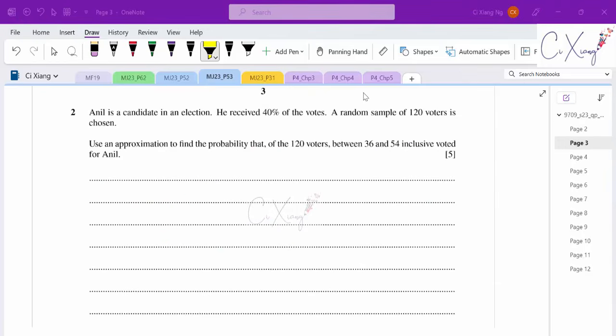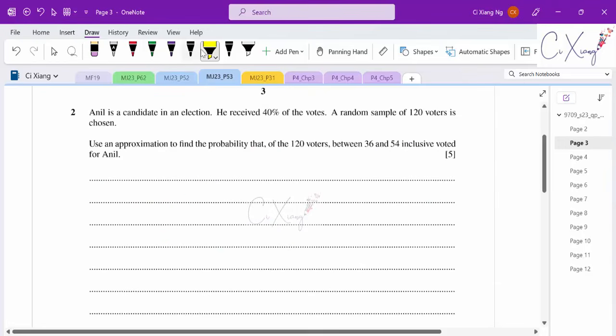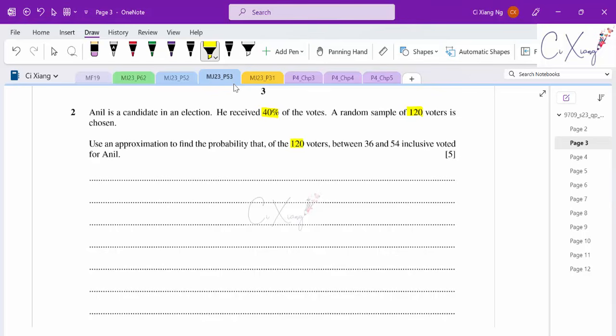Okay, so now we are at question number 2. We have Anya, a candidate in the election, and she received 40% of the votes. A random sample of 120 voters is chosen. Use an approximation to find the probability that of the 120 voters, between 36 and 54 inclusive voted for Anya. Right, so for this question, the very obvious keyword is approximation.